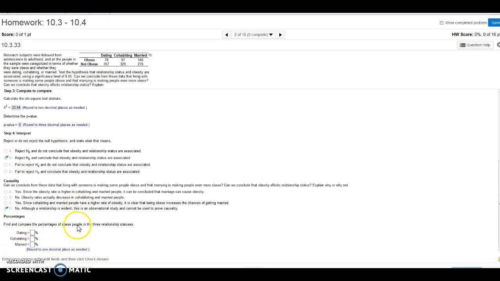Then it asked me to find and compare the percentage of, so for that I would just take the percentages and divide them out. I'll let you try that.